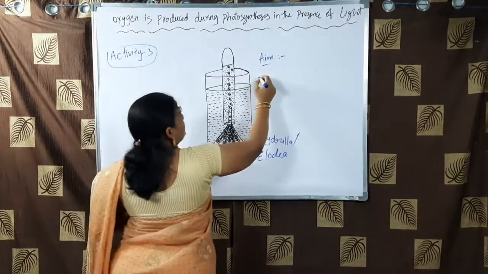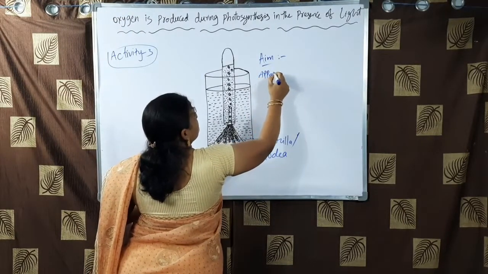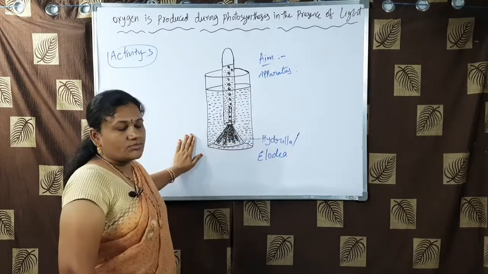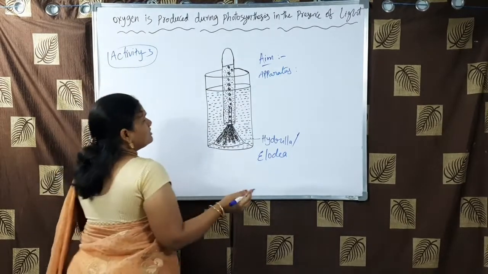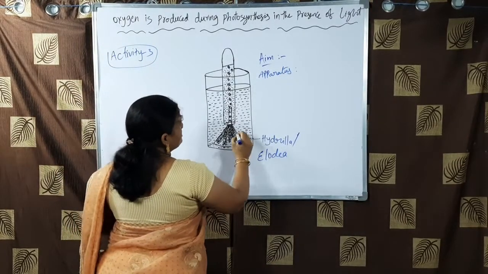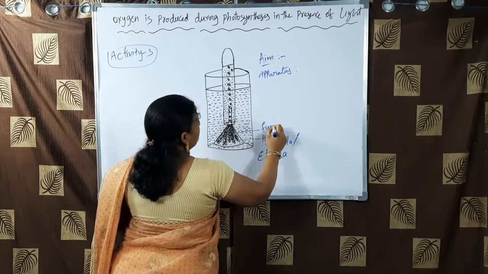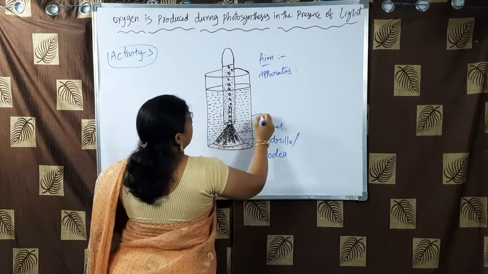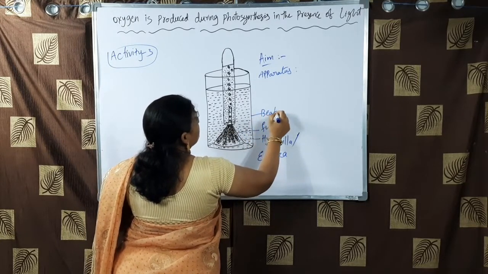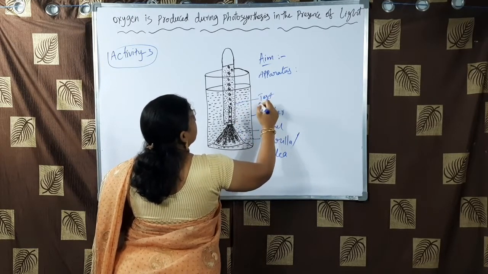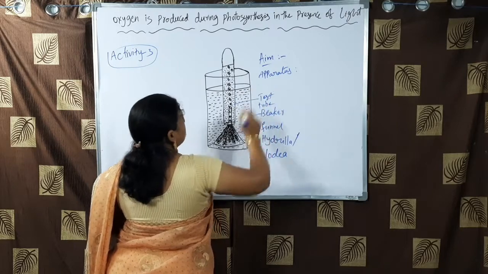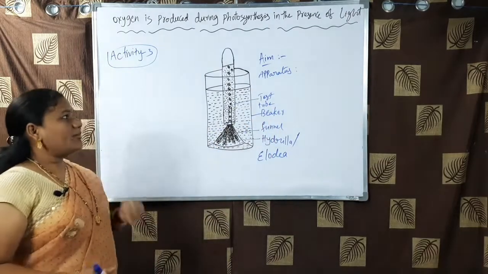What are the apparatus? Whatever things we used in this activity, those all come under the apparatus. What are those? Hydrilla twigs, short stemmed funnel, beaker with water, test tube. So these all come under the apparatus area.